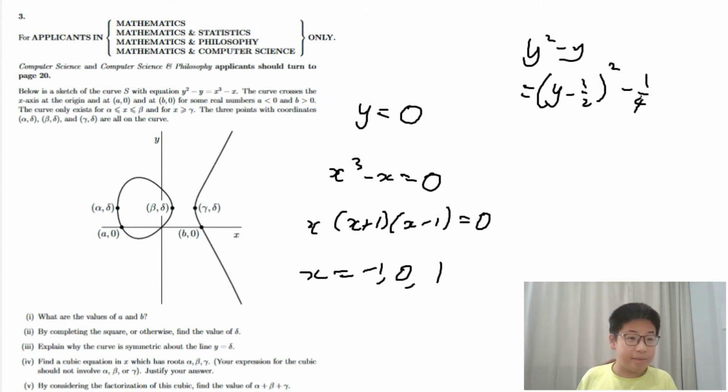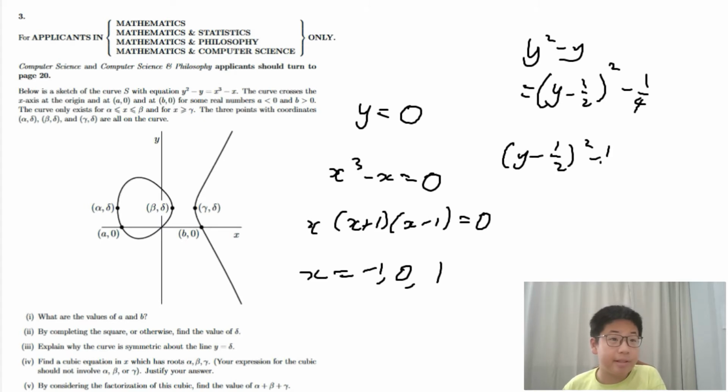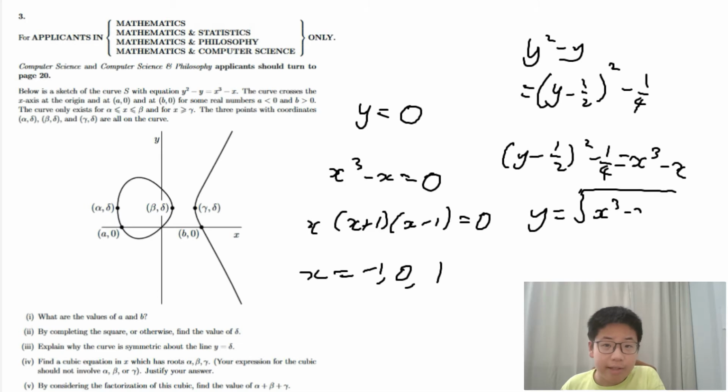Explain why the curve is symmetric around the line y equals theta. So this means (y minus a half) squared minus a quarter equals x cubed minus x. So y equals the square root of x cubed minus x plus a quarter. Don't forget the plus minus, so we write a plus minus here, plus a half. If we discount the half bit altogether, this means that negative x and positive x will be treated equally.